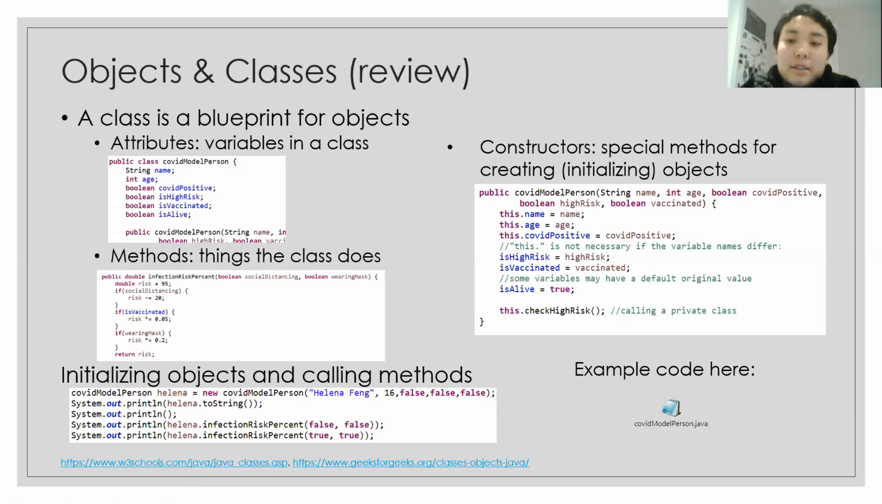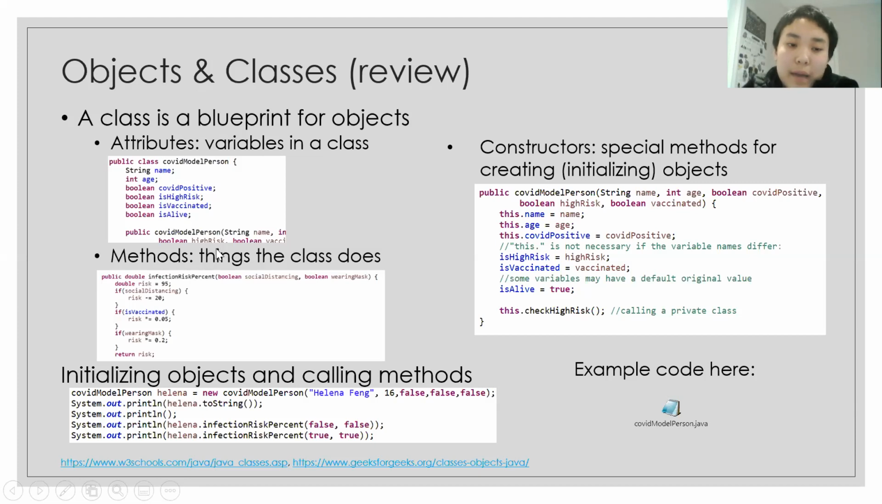On objects and classes, this should be a review. You guys should probably know what an object and a class is. But basically, a class is a blueprint that's used to make objects. And a class can have attributes and methods. Attributes are basically the variables inside, the stuff it has, and the methods are the things it does. So for example, if you had a class that is modeling a COVID-19 patient, you might have attributes such as their name, their risk of being infected, etc.